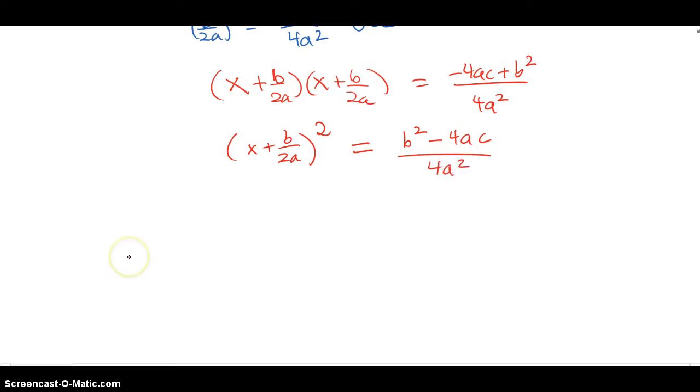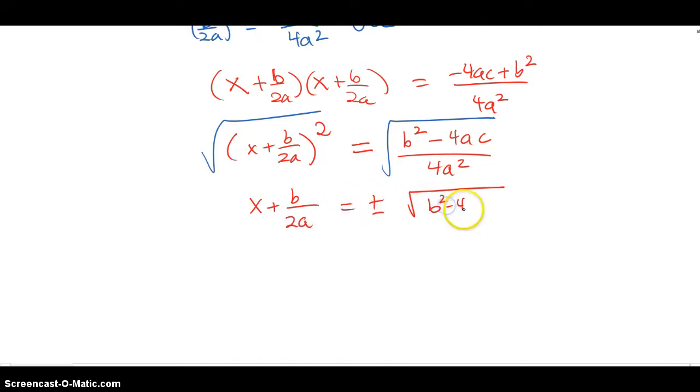Notice now I'm ready to square root both sides because now it looks like the goal that I was after, to get a binomial squared. So I have x plus b over 2a that pops out, and then I have plus or minus the square root of b squared minus 4ac up on top, and the bottom pops out a 2 and an a. There's a link here, so I can't have a b pop out because the b squared is linked with the 4ac. For the same reason, I cannot have a 2 pop out.